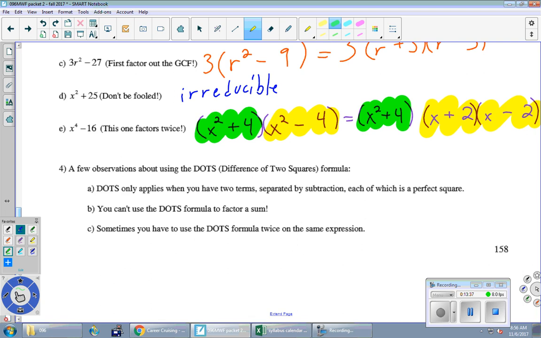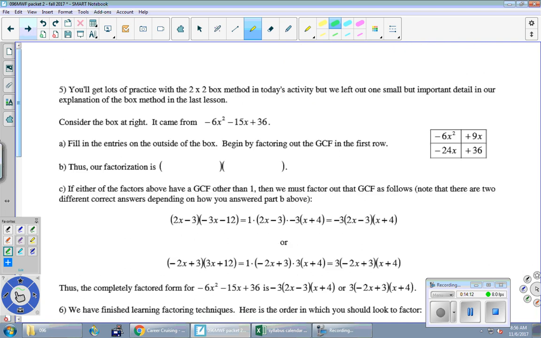So this formula, difference of two squares, you can abbreviate it DOTS, difference of two squares. So the DOTS formula only applies when you have two terms separated by a subtraction, each of which is a perfect square. Those are the three questions we kept asking ourselves. You can't use the DOTS formula to factor a sum, so just stop right away and say irreducible. Sometimes you have to use the DOTS formula twice on the same expression, like in part E. We factored x to the 4th minus 16, and one of them was x squared minus 4, and that one got factored even farther using the DOTS formula again. Okay, next page.